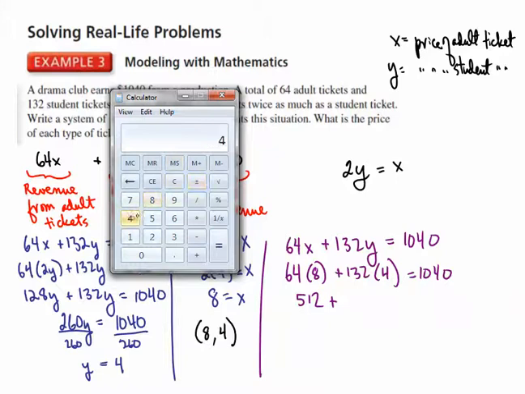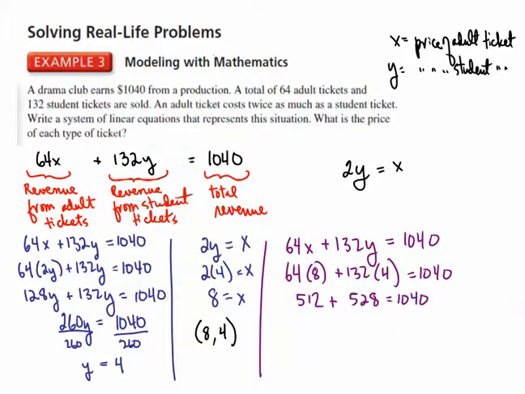4 times 132 is going to equal 528. And the question is, does 512 plus 528 equal 1,040? 500 and 500 is 1,000. 12 and 28 is 40. So we do get 1,040 is 1,040.